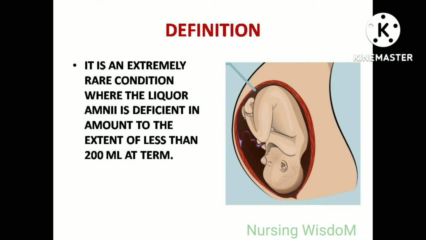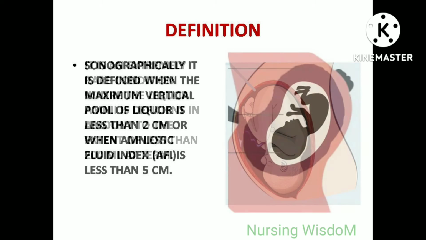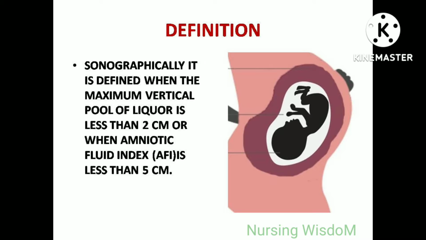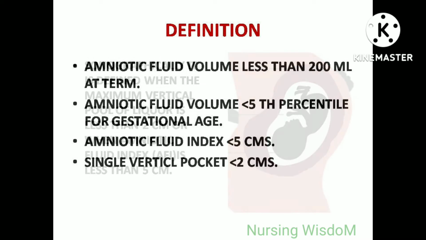Definition: it is an extremely rare condition where the liquor amnii is deficient in amount, to the extent of less than 200 ml at a time. That means amniotic fluid amount less than 200 ml is called oligohydramnios. Sonographically, it is defined when the maximum vertical pool of liquor is less than 2 cm or when the amniotic fluid index is less than 5 cm.